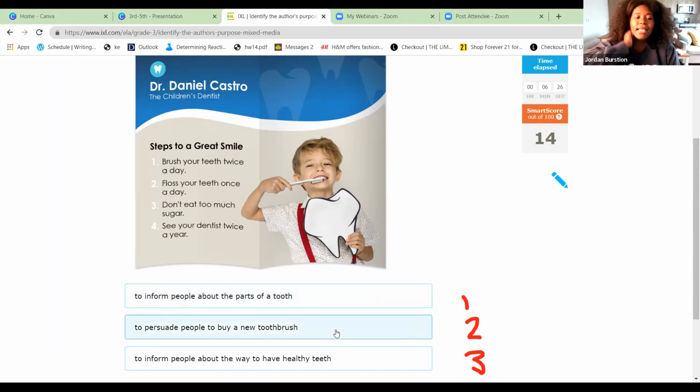We wouldn't pick the second option because he's not trying to get people to get a specific type of toothbrush or to change their toothbrush. He just wants you to use it. So the third option would be the best one. He gives you 4 tips on how to have healthy teeth or a great smile.